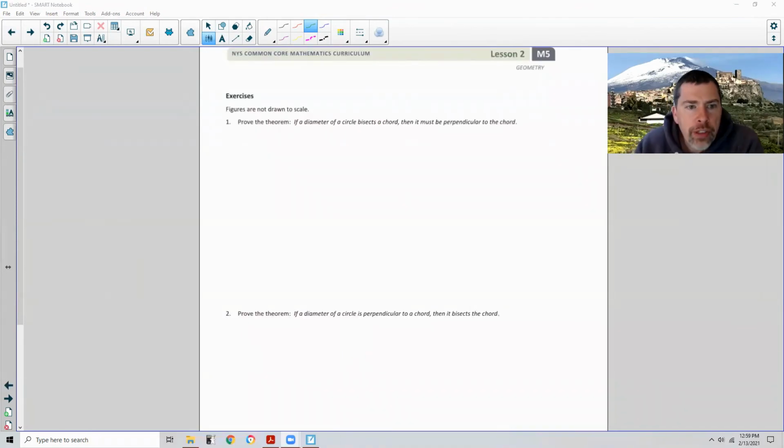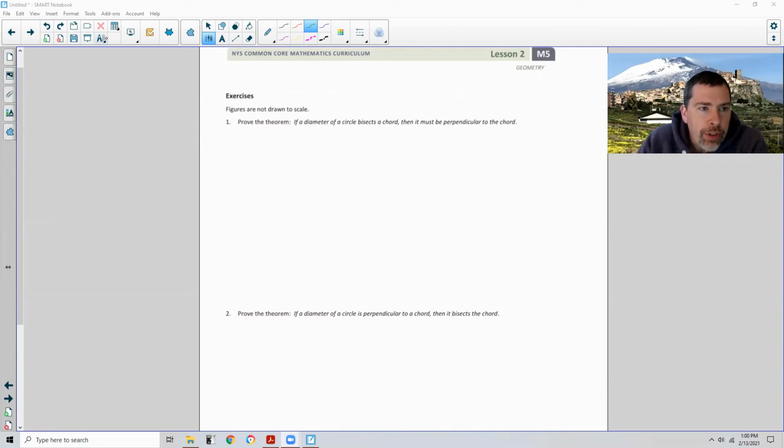Okay, page 2 brings us to exercise 1. Figures are not drawn to scale. Figures are not drawn at all. Prove the theorem. If a diameter of a circle bisects a chord, then it must be perpendicular to the chord.